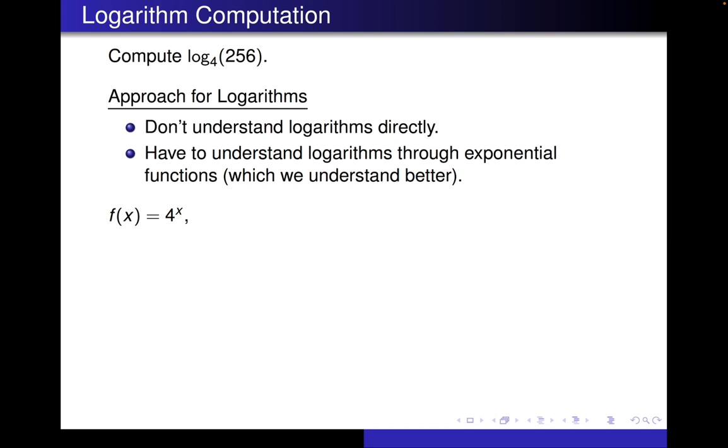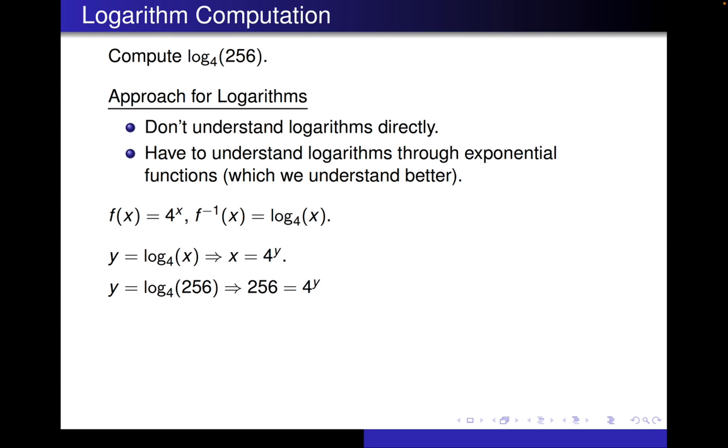So remember, we're looking at log base 4, so that's the inverse of f of x equals 4 to the x. So if f of x is 4 to the x, that means our f inverse is going to be log base 4 of x. And so we can do all the things that we did with inverse functions to 4 to the x and log base 4 of x. Which means that if y is equal to log base 4 of x, that means that x is equal to 4 to the y. Now, of course, we want to do that in the case where x is equal to 256. So y is equal to log base 4 of 256 means that 256 equals 4 to the y.